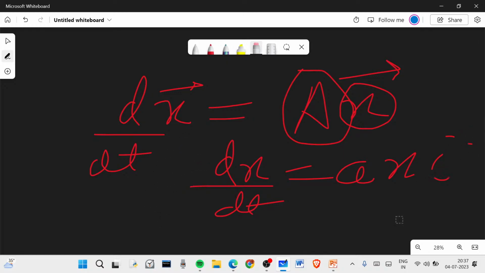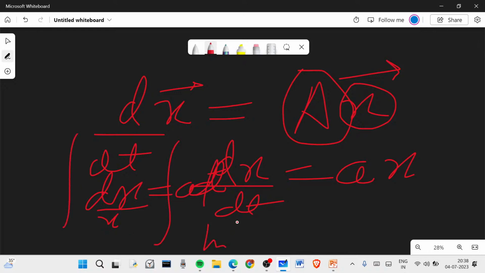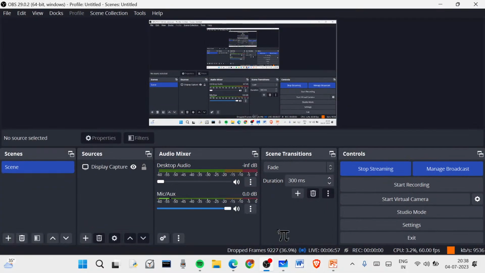Simply, what I'll do is put dt here and x below, so dx by x is adt. Then I would integrate both sides and get something like ln|x| plus c is at.